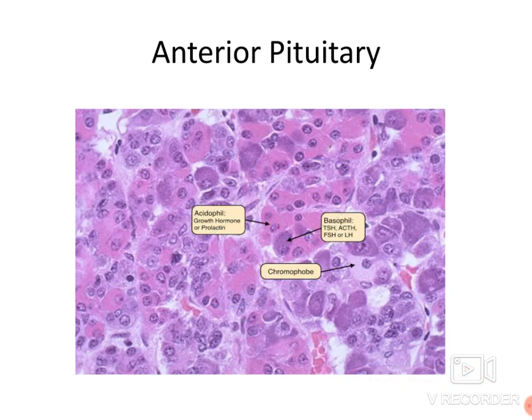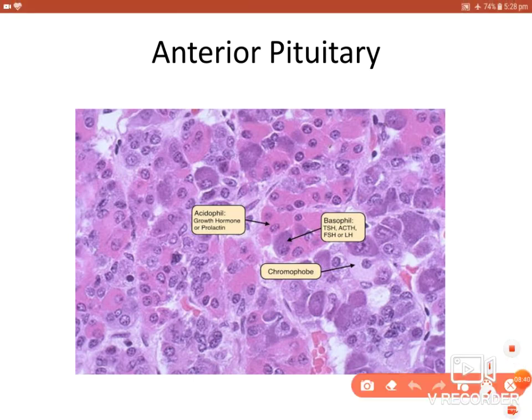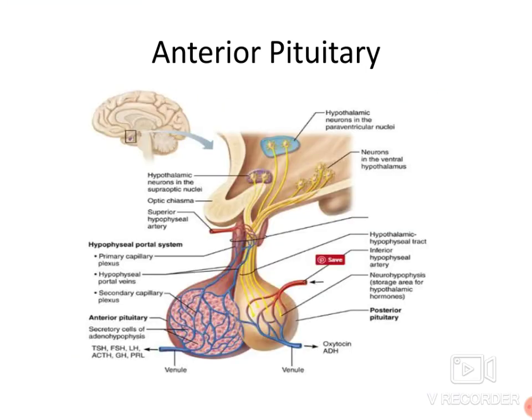The acidophils secrete growth hormone and prolactin. The basophils secrete thyroid stimulating hormone, adrenocorticotropic hormone, gonadotropins, and also melanocyte stimulating hormone. Then the chromophobes are inactive and act as reserve cells. So that is the structure of the anterior pituitary.